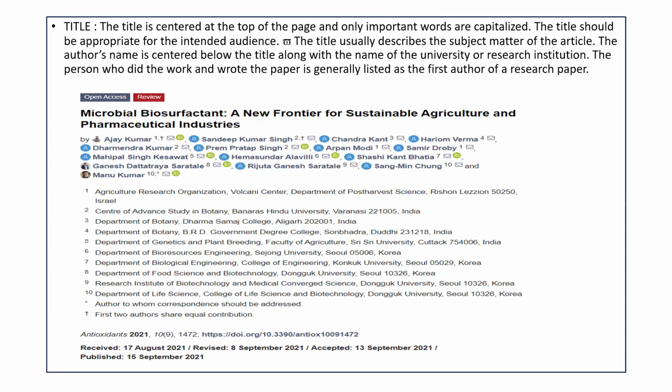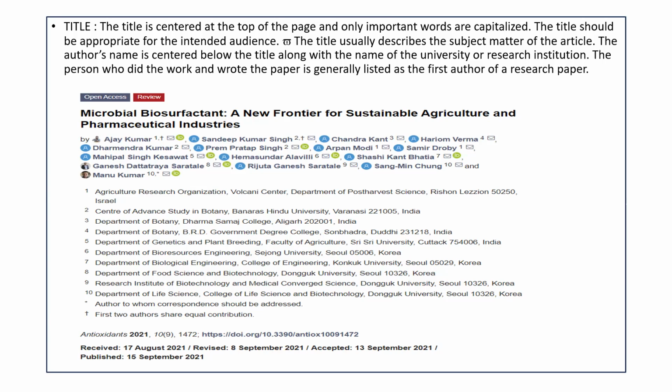The person who did the work and wrote the paper is generally listed as the first author of the paper. Other people who made substantial contributions, worked on that particular area, did some experiments, or helped the author write the paper, will have their names listed after the main author. And generally the author at the last is always the guide.